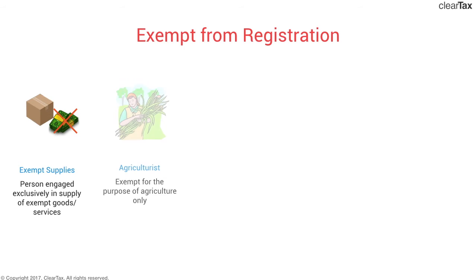Very logical. The second one is again logical: agriculturists. Basically, agriculture is exempt from any taxation in India, whether it's direct or indirect, and therefore it only makes sense for GST to exempt agriculturists from registration. It is only for the purpose of agriculture. If the person is involved in multiple businesses, then he'll have to take registration. Only for agriculture, he's exempt.